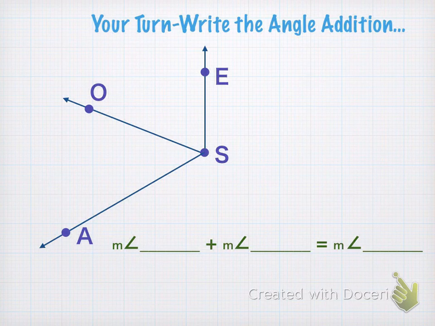Welcome back. Let's see if you got what I got. I said angle ASO plus angle OSE is equal to angle ASE. Any questions?